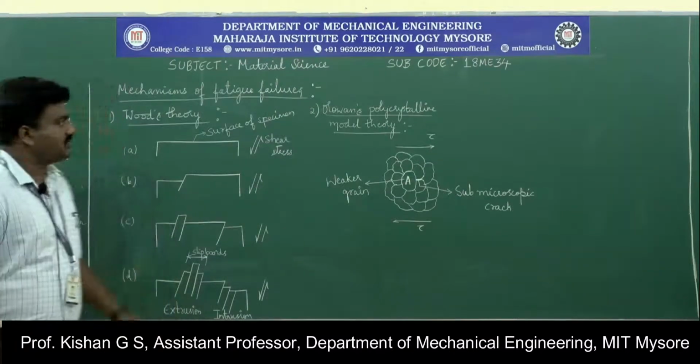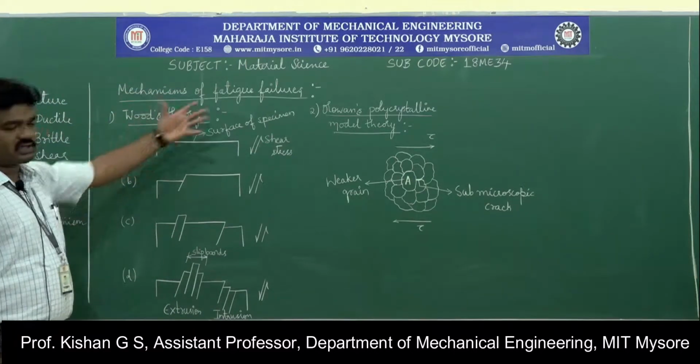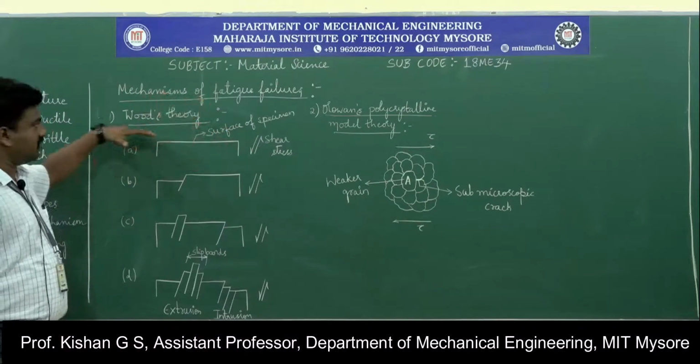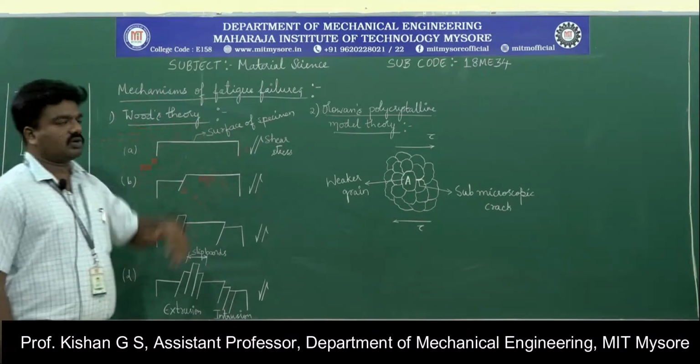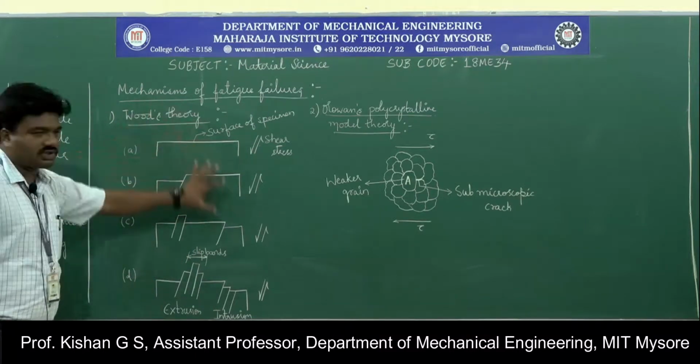Now let us take up the topic on the mechanisms of fatigue failure. So we have two theories here to represent the mechanism of fatigue failure. The first one being Wood's theory and the next being Orowan's polycrystalline model theory. So let us go with Wood's theory first.